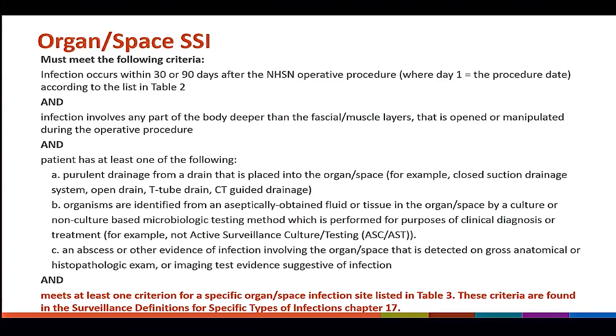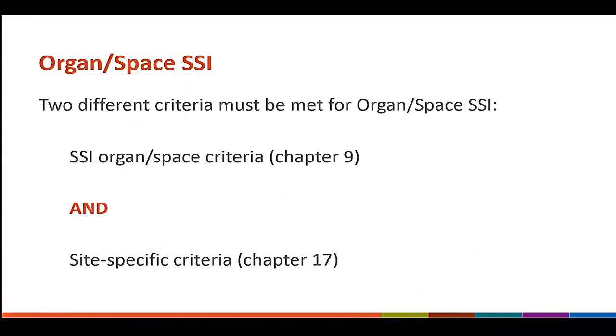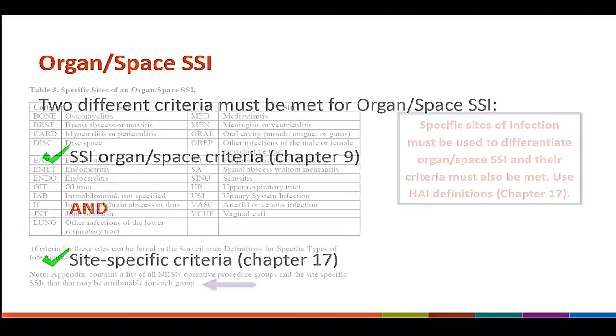But wait, you must also meet one more definition. You must also meet at least one criterion for a specific organ space infection site listed in Table 3, and the definitions are within Chapter 17. And we'll talk about this. But again, to meet organ space criteria, you have to meet the general organ space definition from Chapter 9, and you also have to meet the site-specific definition from Chapter 17. There's two parts to this.